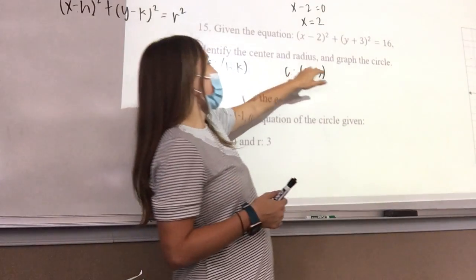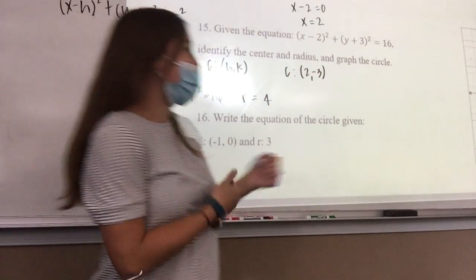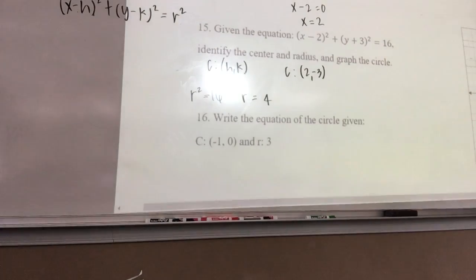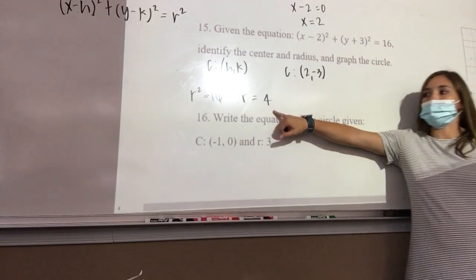It's fine. So our center's 2, -3. Do the center first, and then from the center you can move your radius: up 4, down 4, over 4.